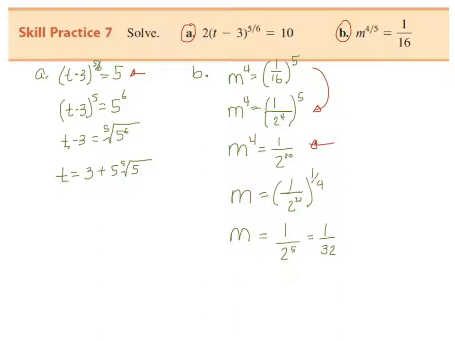And now we're going to take the fourth root of both sides of the equation. We get m is equal to the fourth root of 1 over 2 to the 20th power. And when we do that, we get m is equal to 1 over 2 to the 5th power, which is just 1 over 32.